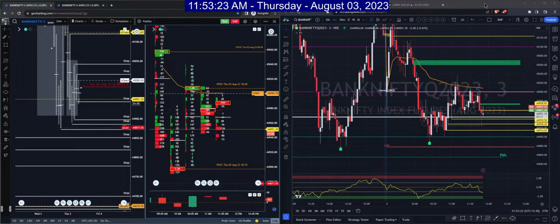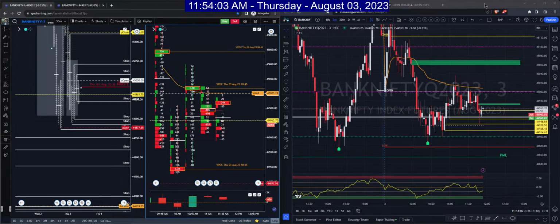Supply is still there. See the price action. Seller at 44,956, 957. Okay, close is above this, so now I'm looking for continuation higher.